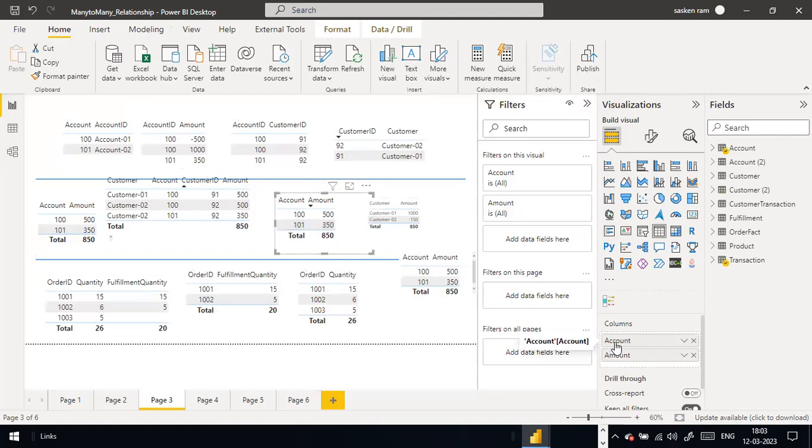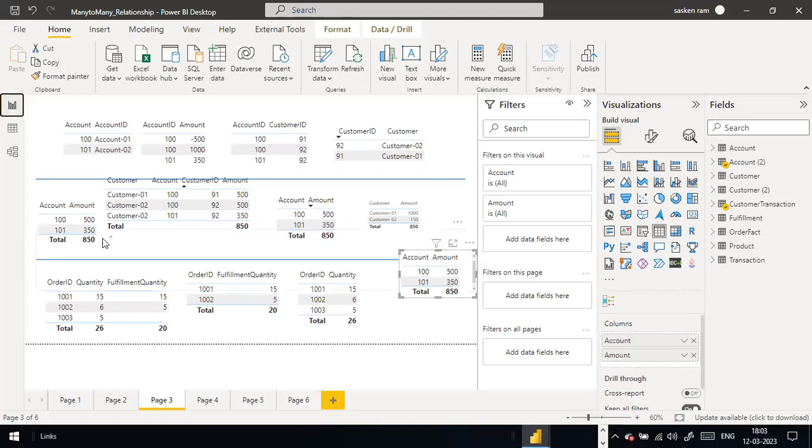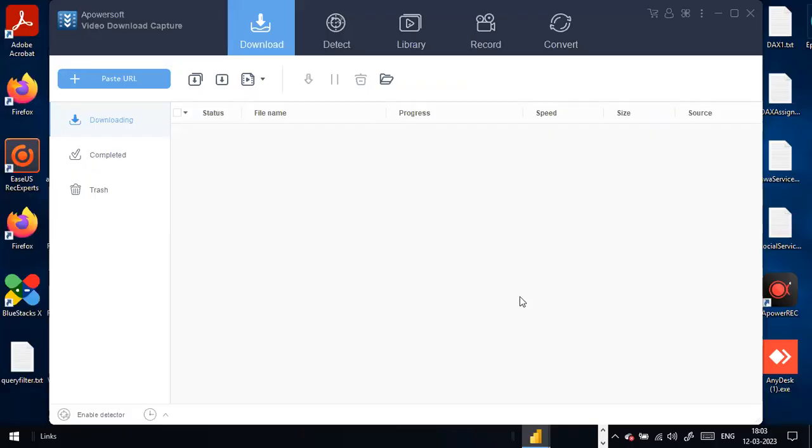And account 2 is the table that I used. One second. This is the one. This is account 2. So this is the second set of tables. So this is account 2, customer 2. It's a duplicate of this one. And customer transaction, this is how I named it. And if you see here, this visual and this visual, both of them are matching here.